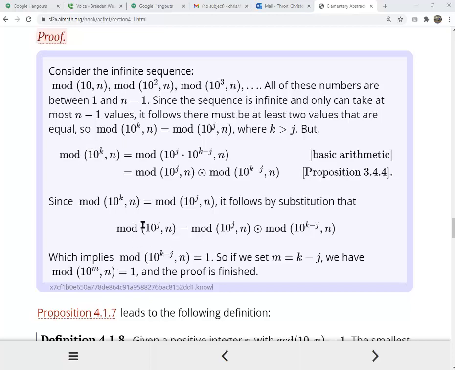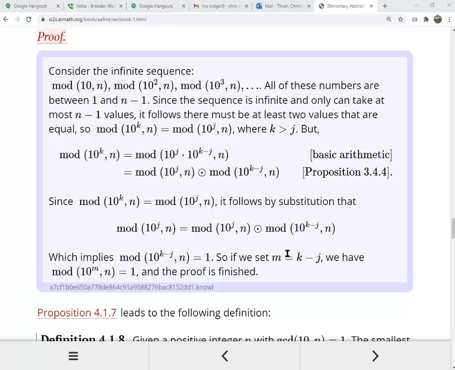So I have some number, some remainder, that is equal to itself times this value. Now I know this value is in Z_n. Now the only way that can happen is for this to be the identity in Z_n. Okay, so this remainder must be equal to 1 when I take the remainder of 10 to the k minus j mod n.